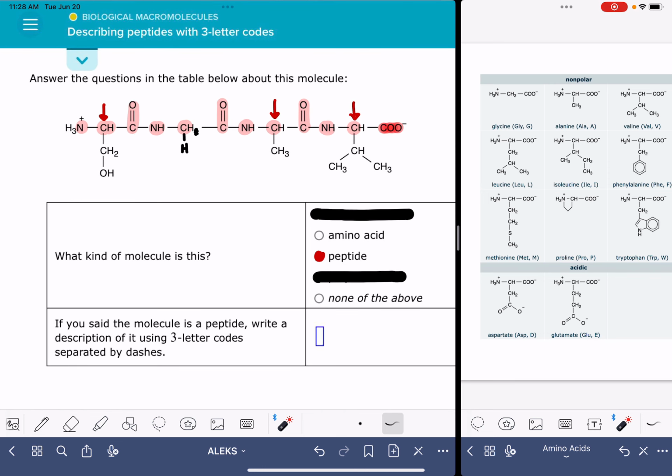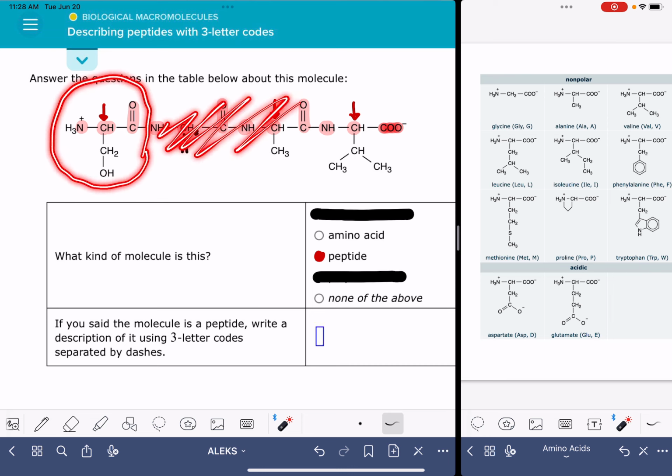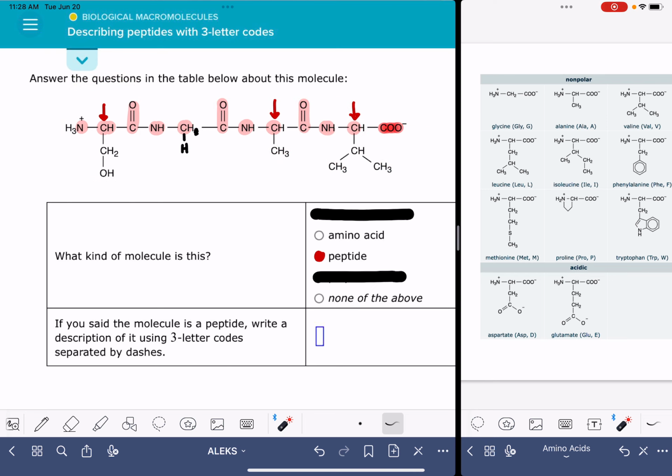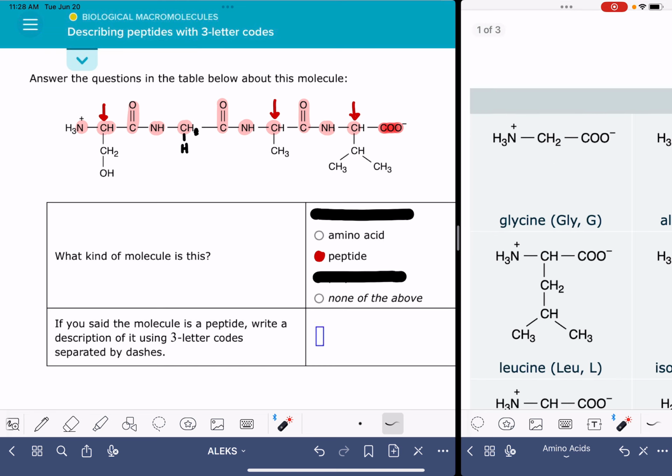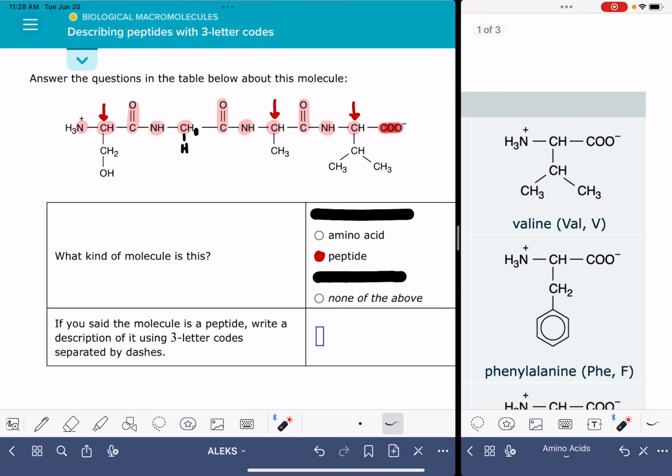If the molecule was an amino acid, which this one is not, it would just have one unit. It wouldn't have anything else attached. It would just be a nitrogen, carbon, hydrogen, carbon-oxygen double bond. It's going to have an extra oxygen on the side. If it's just an amino acid, in fact, it's just going to be one of these guys over here. The structure is going to look exactly like one of these.